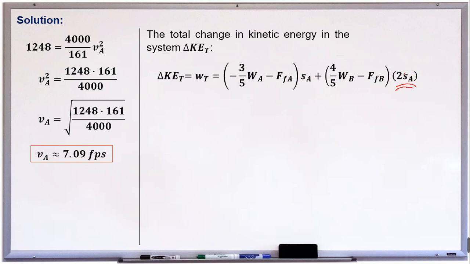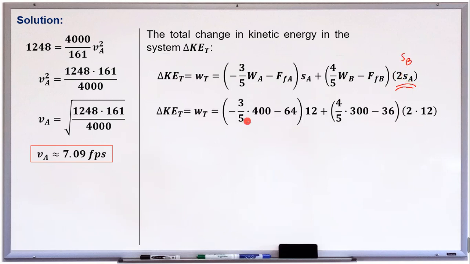And as you can see right here, I already substituted the expression for SB, that is equal to twice of SA. Now substituting the given values for these parameters. So the weight of A is 400, the frictional force at A is 64. We already solved this one from the previous slide. Then the displacement of A is 12, then the weight of B is 300, the frictional force at B is 36, then the displacement of B is twice that of A, so we have here 2 times 12.